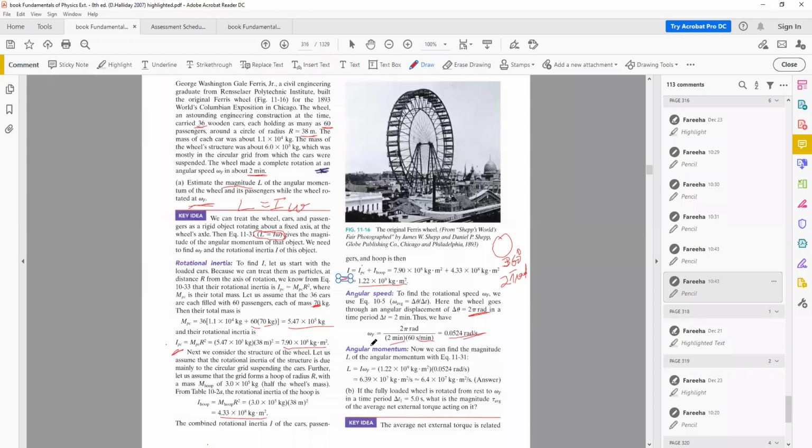So we have omega f, we have I, and therefore we can calculate the angular momentum L, which is a product of I and omega f. We make a product of these results that we have, and we find the final answer. Is that clear?